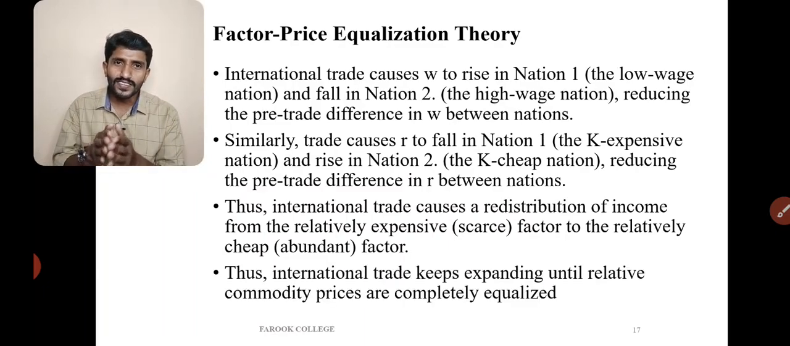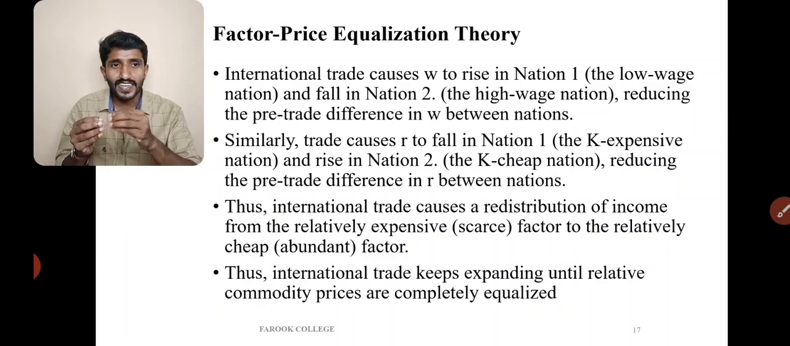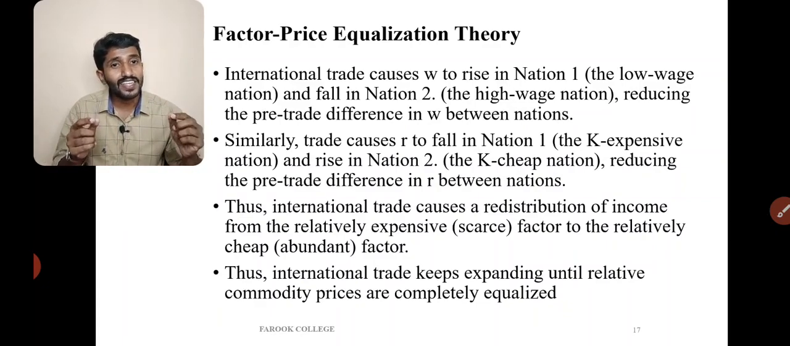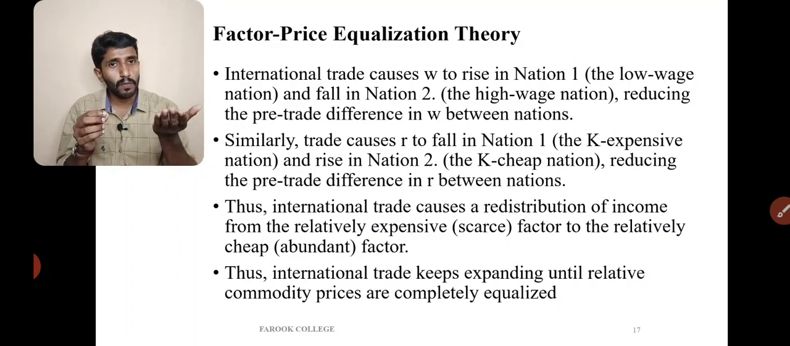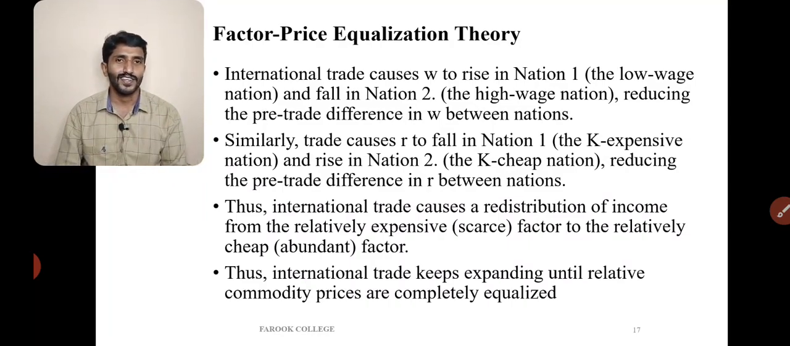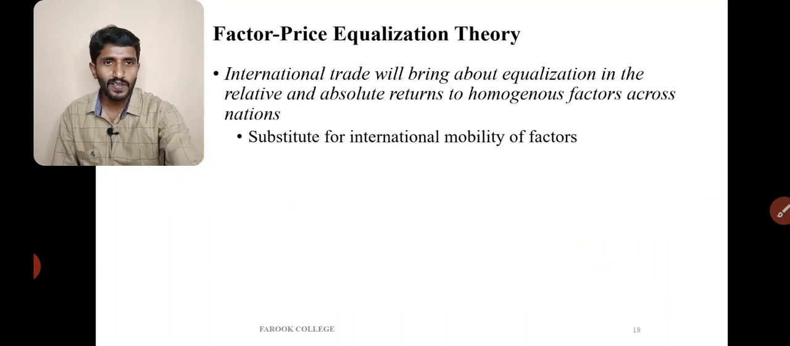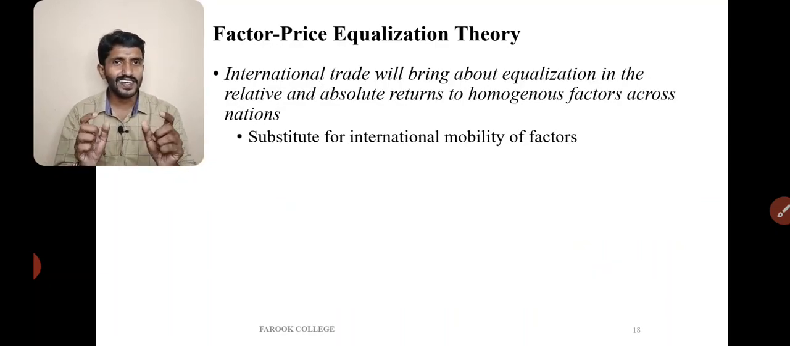And also there is a change. International trade keeps expanding until the relative commodity prices are completely equalized. Okay, so the price will go up. If the price was low before the trade, the price will go up, and the price also will be equalized in both nations. So two changes are happening at the same time. Okay, so this is the idea of factor price equalization.